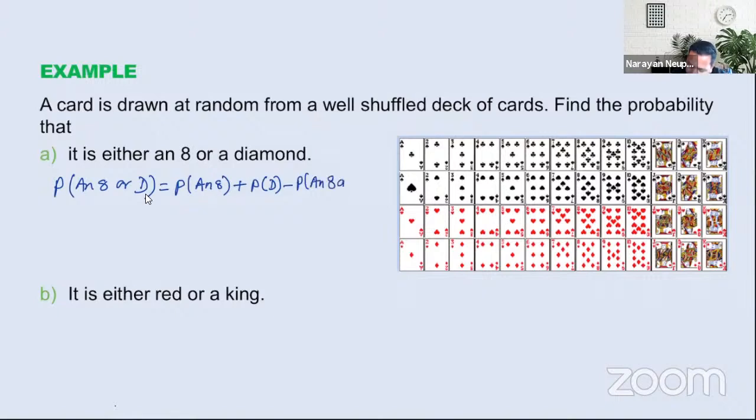It is an 8 and also it is diamond. The reason is this is the mutually inclusive case, the joint case. So if it is a joint case, this is exactly what you should be doing.